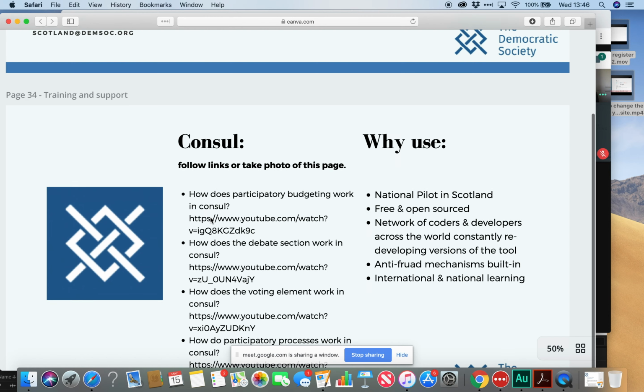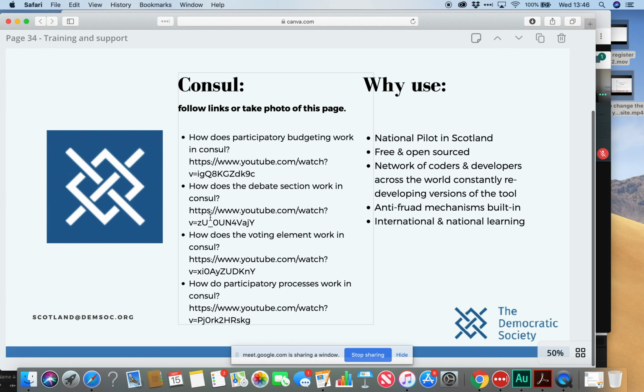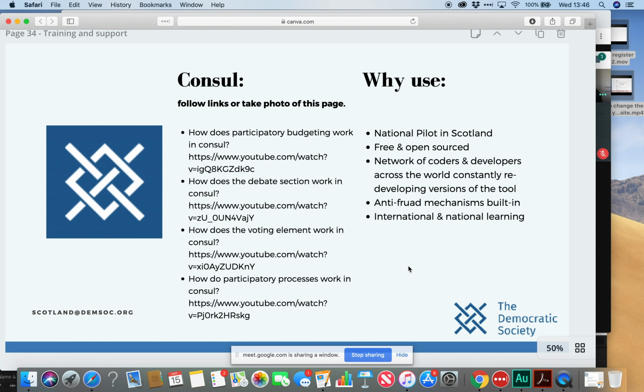Why use Consul? Consul is the tool that is the national pilot in Scotland at the moment. I think there are around 8 councils piloting the tool and increasing as well. A few of them have already done their digital PB process using Consul, and there are many examples online. The tool's free and open source.